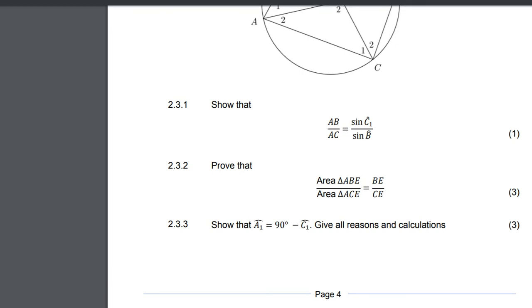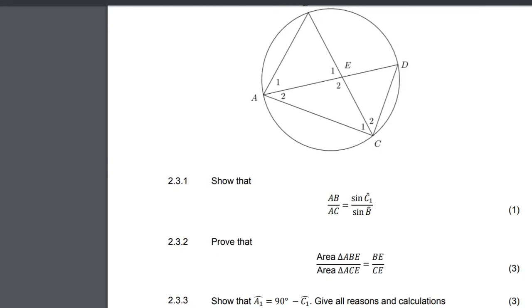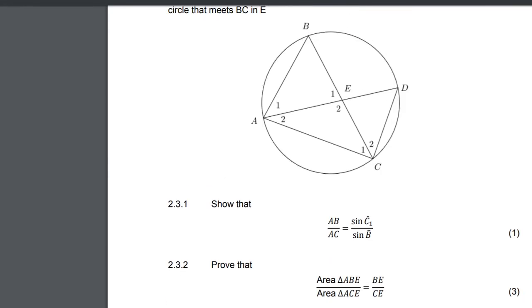Prove that, okay, so now they tell us, prove that the area of triangle ABE divided by the area of triangle ACE is equal to BE over CE. So here we have two triangles. What do they have in common? Well, they have the same apex. In other words, their height, if this is the base, both of them have the same height. A is the same height above the base for both of them.